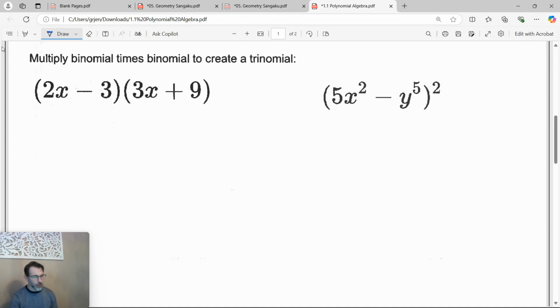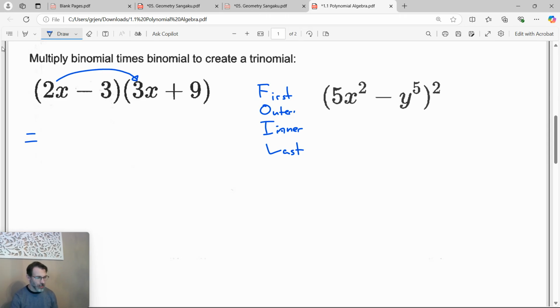Well, many of you will use what's called the FOIL method, which stands for the first terms in each bracket, the outer terms, the inner terms, and then the last ones. Okay, so here is first times first.